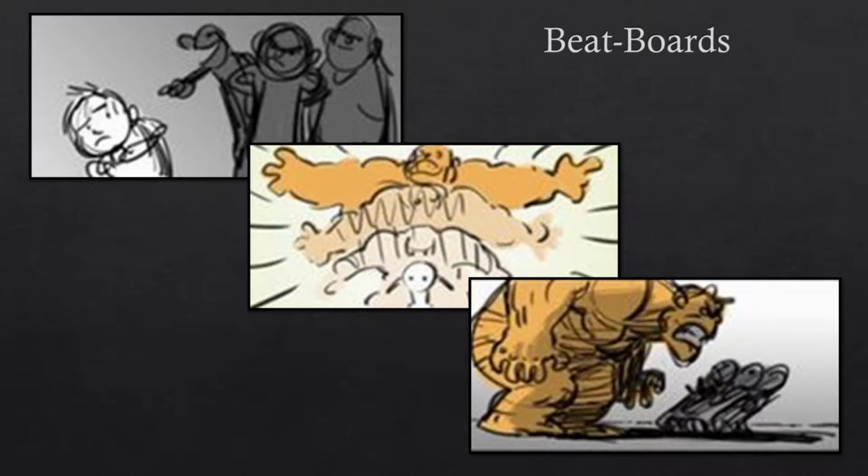Looking at the images on the screen, we can see here that we have a child who's being bullied. The child gains the ability to turn into a monster, and he uses that ability to scare the bullies. Now, this is an overly brief view of a story, but I'm sure you get the idea of how beatboards can be used to synopsize a larger story.